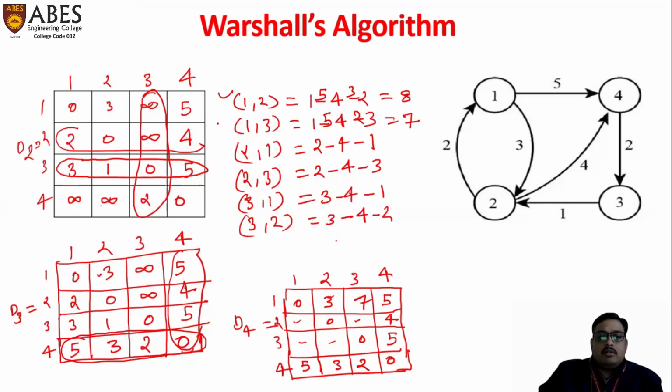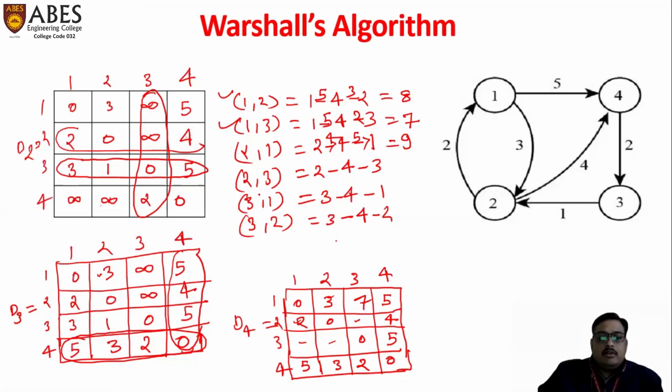Okay. Now come to this one, 2 to 1. So for this, we need to calculate 2 to 4 and then 4 to 1. So 2 to 4 is 4, and 4 to 1 is 5. So 5 plus 4, that is 9. So 2 to 1 already has the value 2, so we'll not update, we'll just copy this value, that is 2.